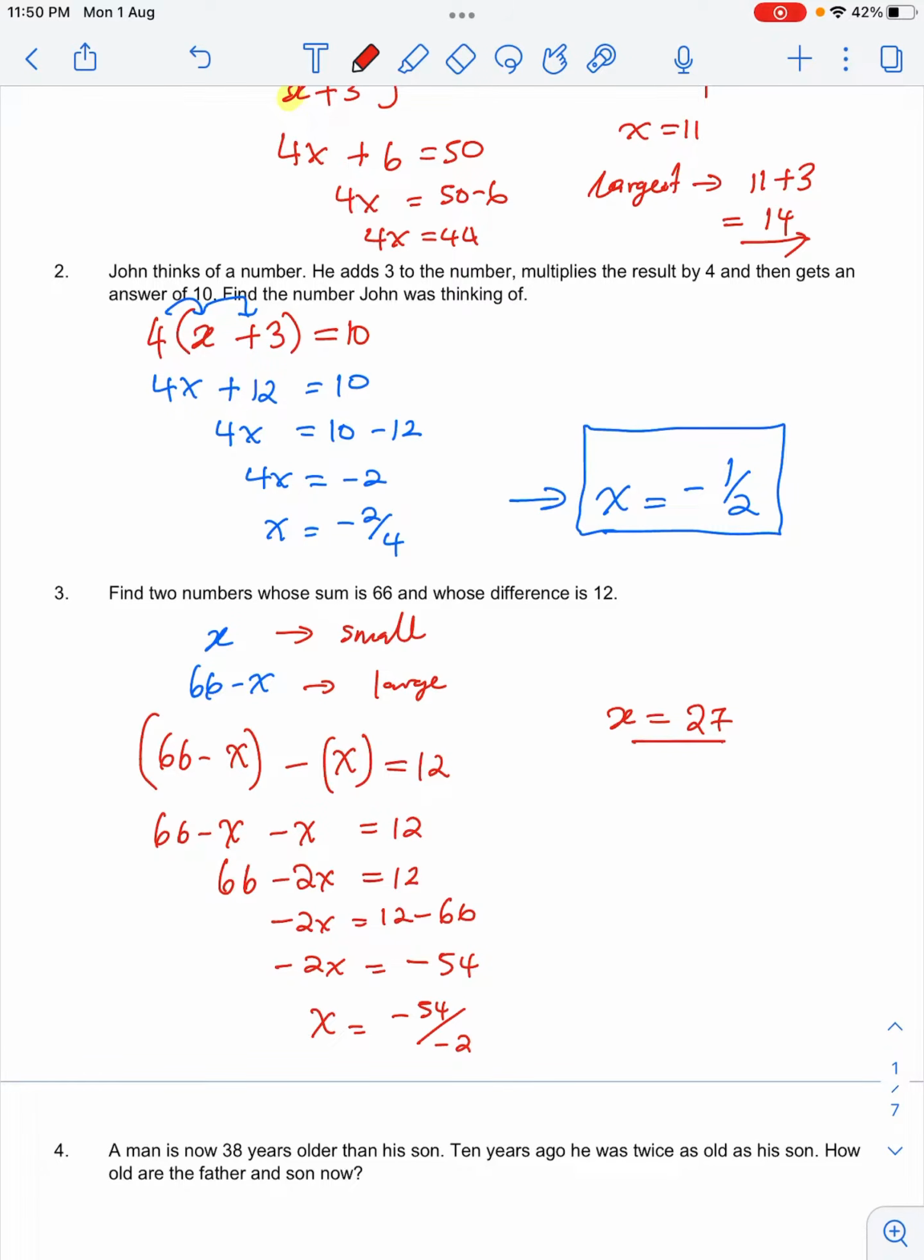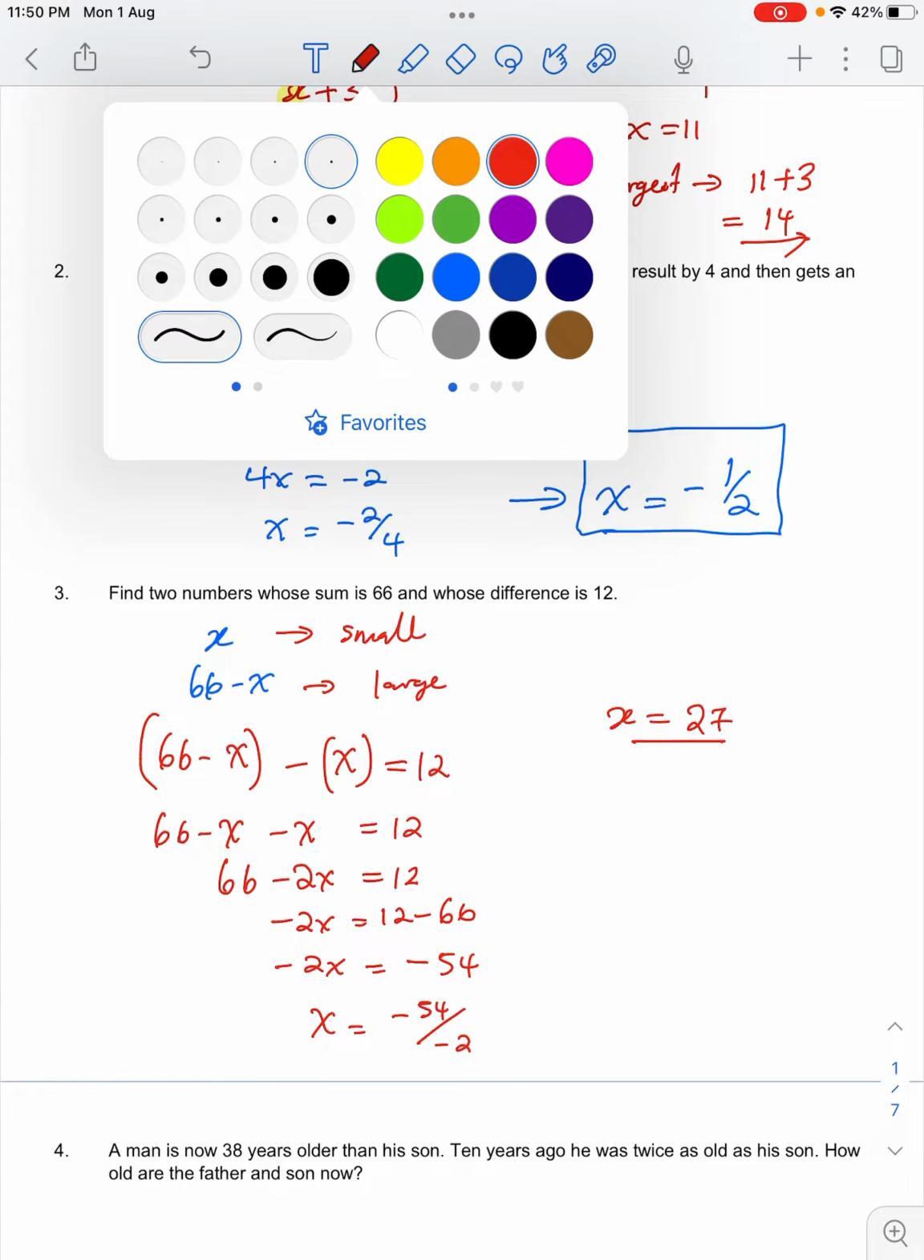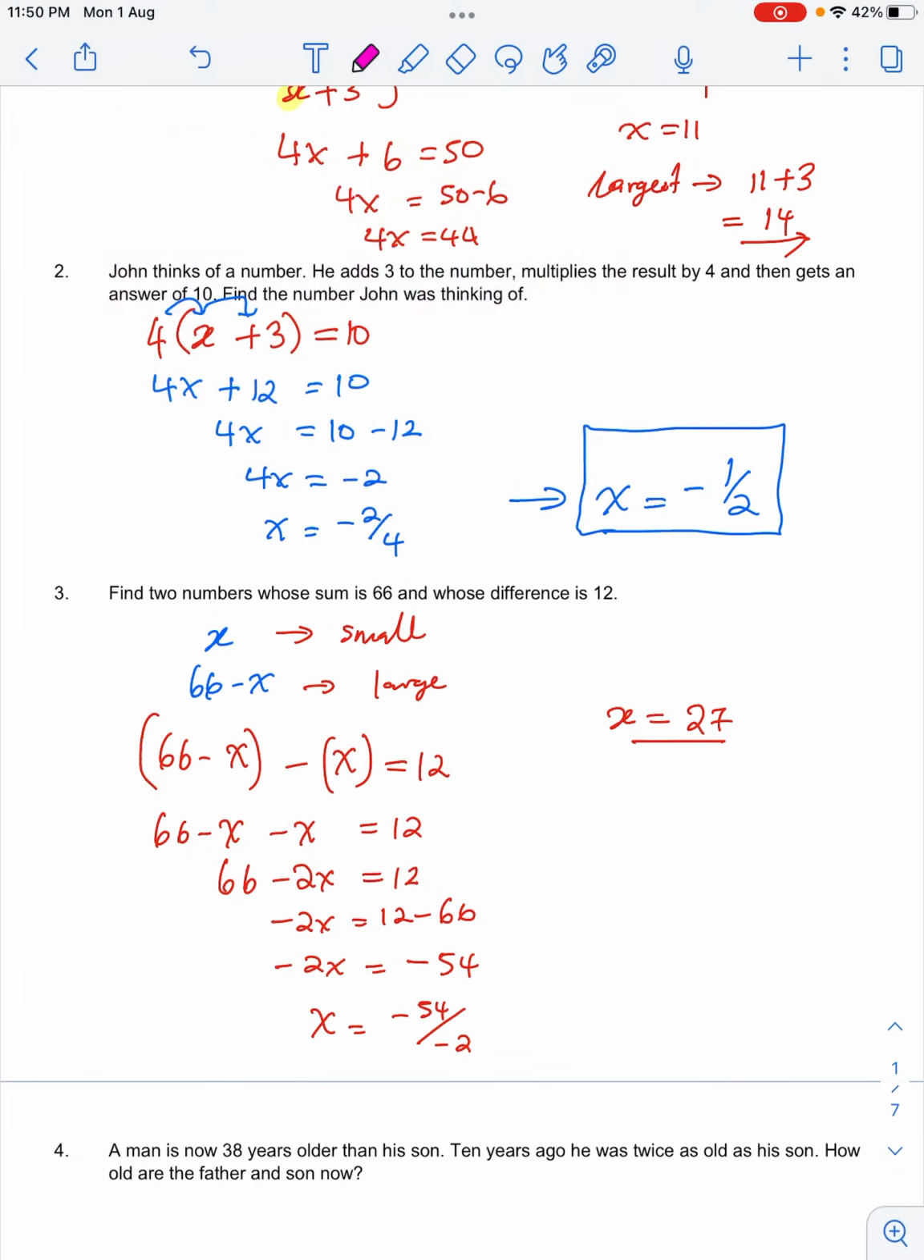So if 27 is the small number, then the other one will be 66 minus 27, which is 39. Okay, so the numbers are therefore 27 and 39. And you can go ahead and check: if you subtract those two numbers, you are going to get 12 as an answer.